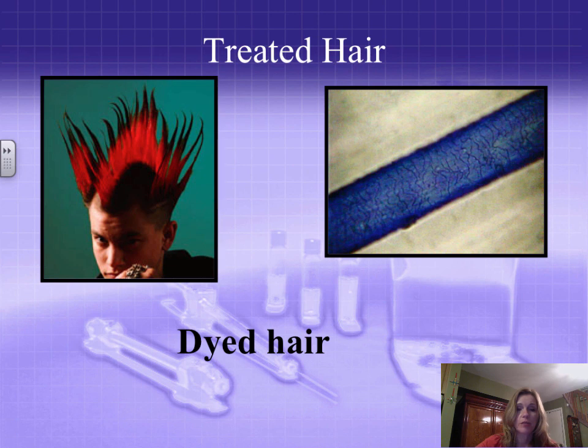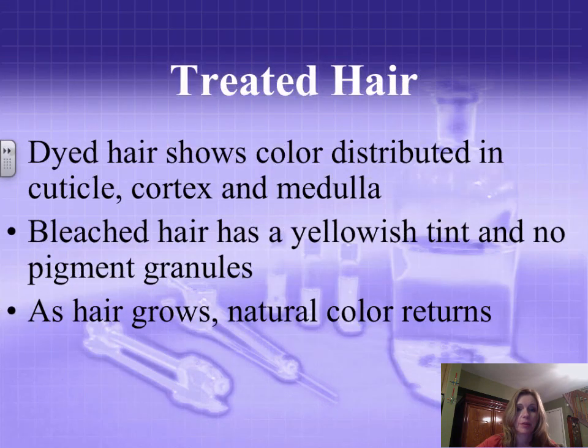So here's some pictures of treated hair, and we'll look at some treated hair under the microscope when we look at different types of hair. So when hair's been dyed, what you'll see is color distributed throughout the hair, so cuticle, cortex, and medulla. If the hair's been bleached, it has a yellowish tint, and what bleach does is remove the pigment, so you won't see any pigment granules. As hair grows, of course, the roots come in and the natural color returns, which keeps the colorists in business.